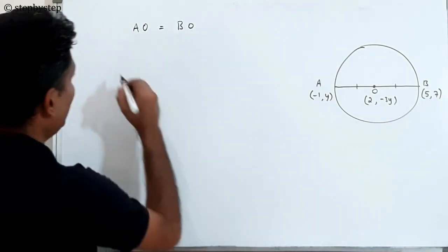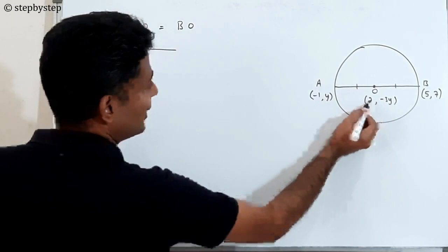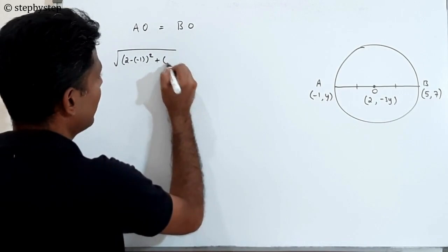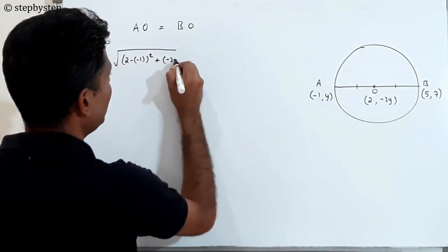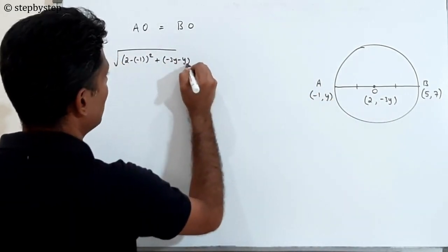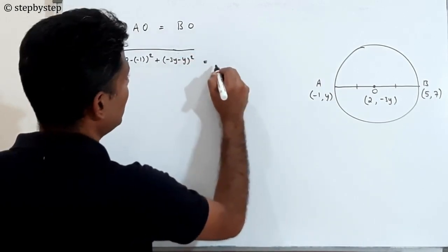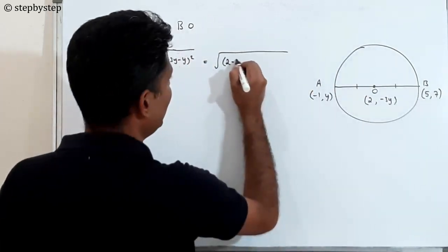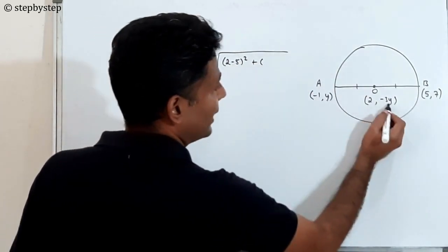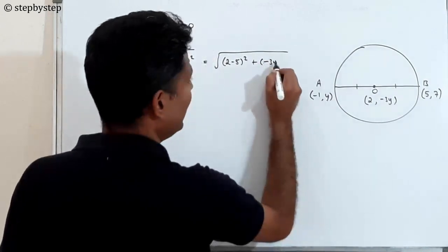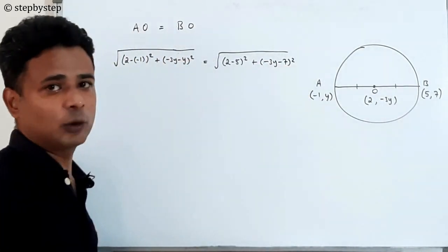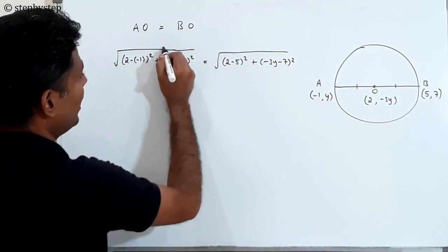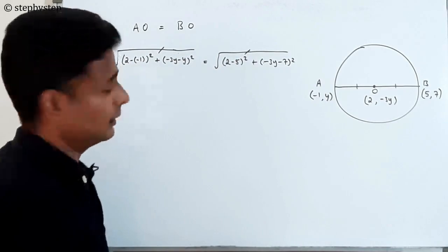Now to find AO: root of (x2 minus x1), that is (2 minus (-1)) whole square, plus (y2 minus y1), that is (-3y minus y) whole square. This will be equal to BO. BO again: (x2 minus x1), that is (2 minus 5) whole square, plus (y2 minus y1), that is (-3y minus 7) whole square. Now to remove the square root, we square both sides, and the roots will cancel, right?